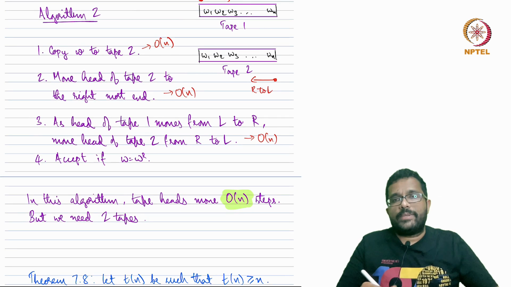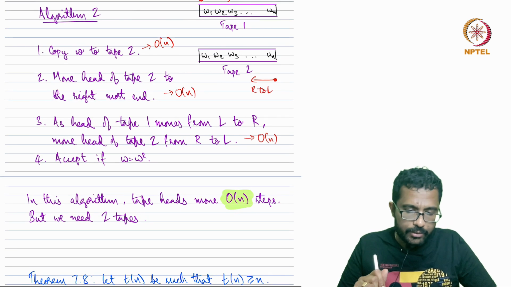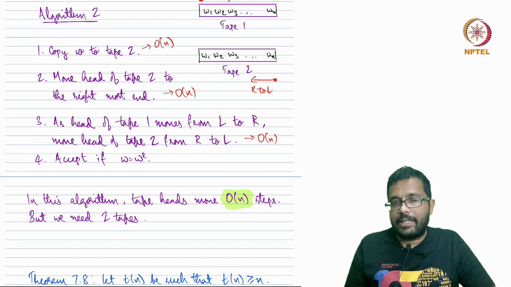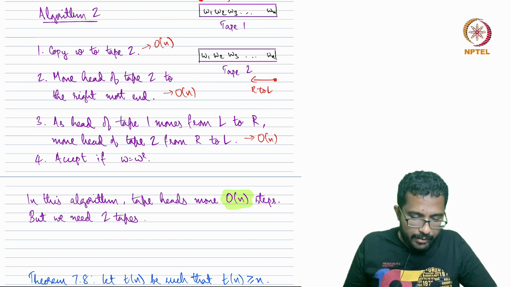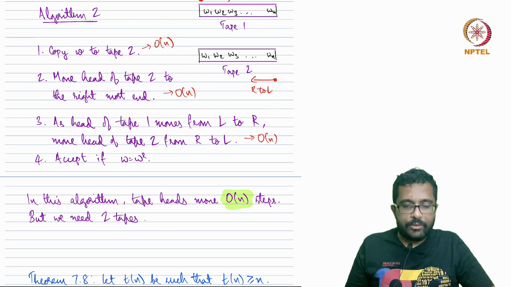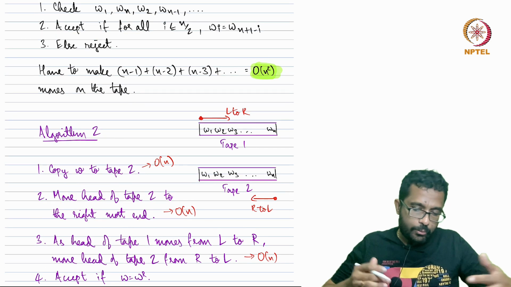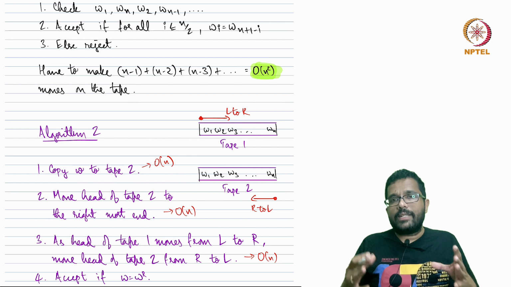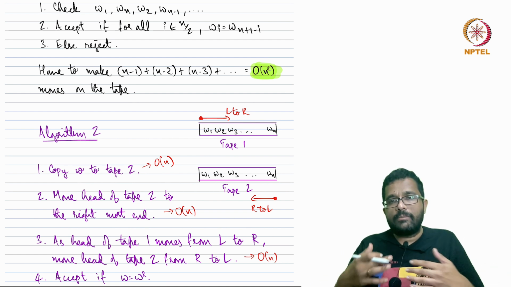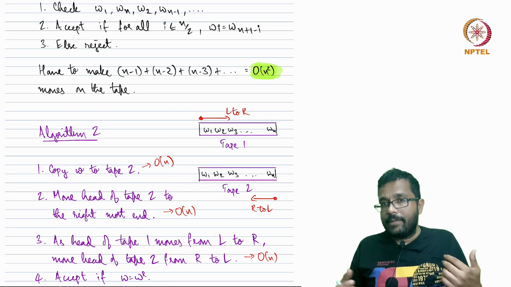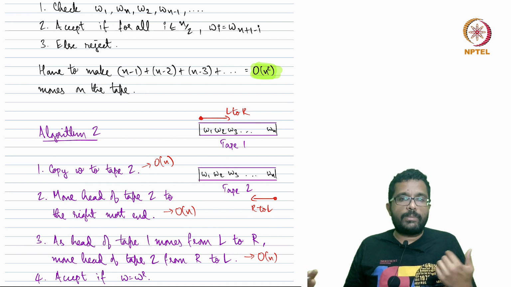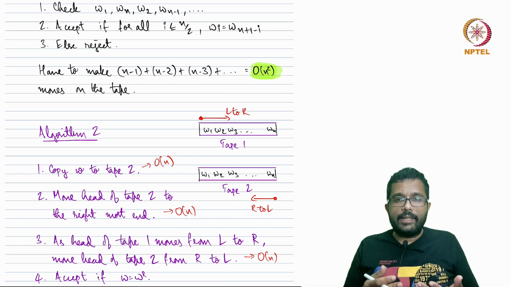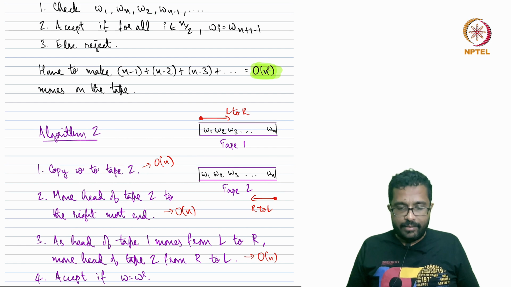But we needed 2 tapes here, right? So this is more efficient, less time taken, but we needed 2 tapes, right? So if you see, the 2 tapes correspond to using more space, right? So there is some kind of a time space trade-off. We are using more space but ending up using less time. So suppose we have more space available but we want to do it really quickly, this may be better, right?